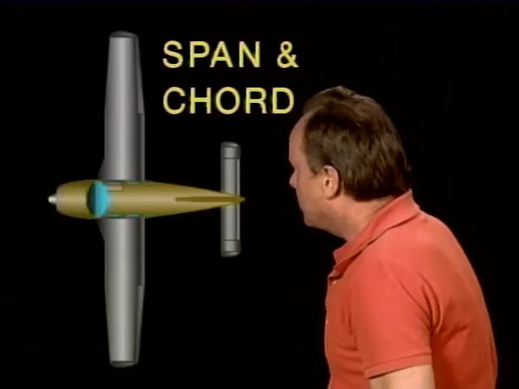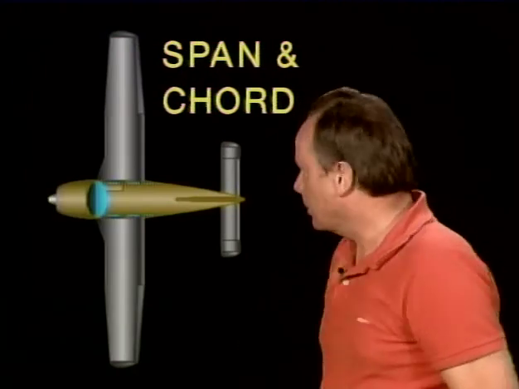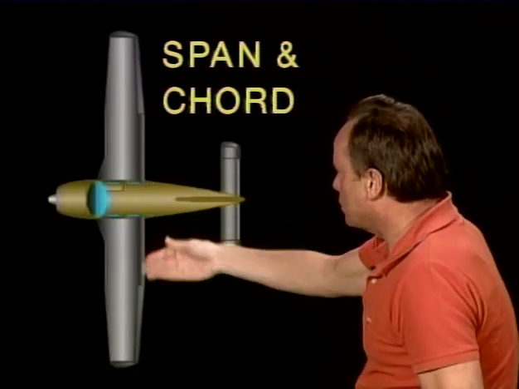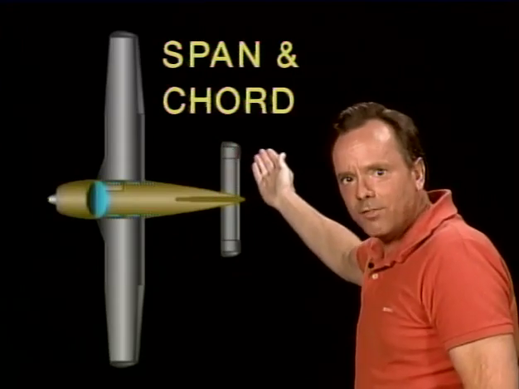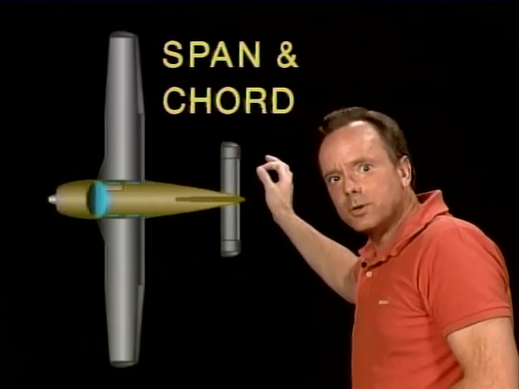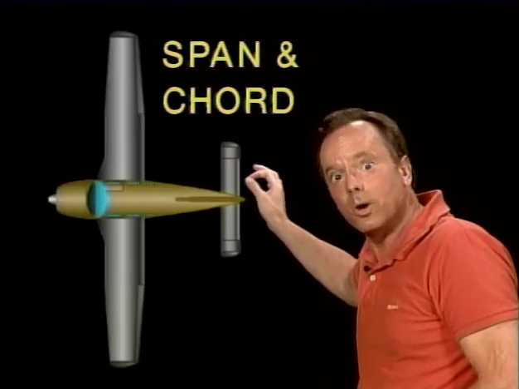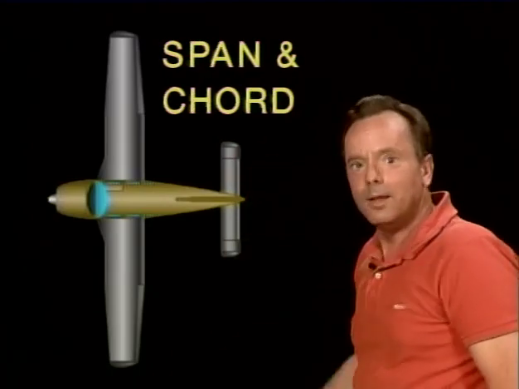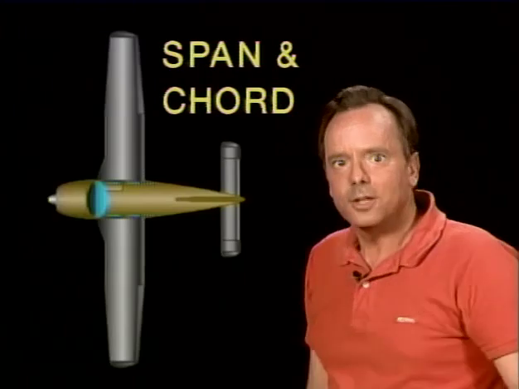Now, the two things that you need to take into consideration when you're talking about the aspect ratio are the span and the chord. And the way they put that on the FAA written exam is the physical factors involved in the aspect ratio of an airplane's wing are the span and the chord. Now, that's FAA talk. Let's do some more FAA talk, and let's talk about angle of attack.